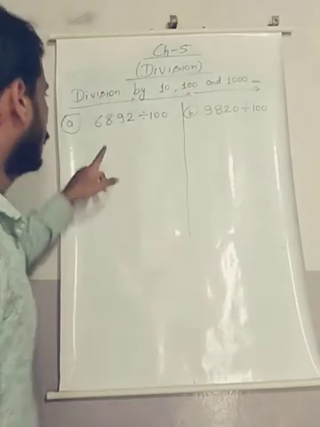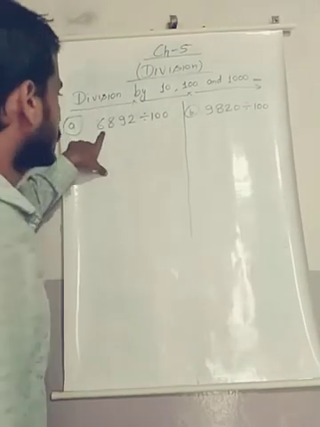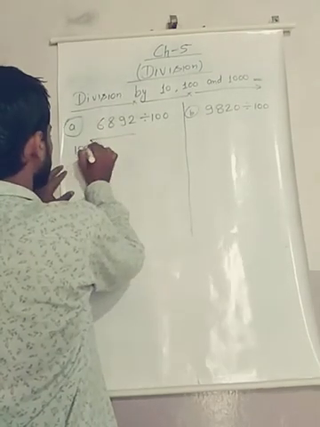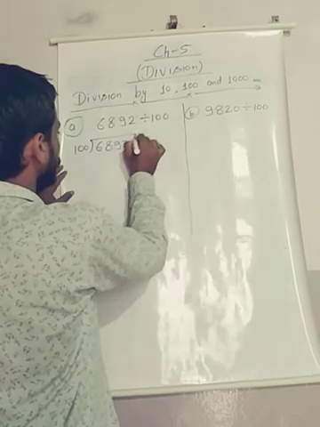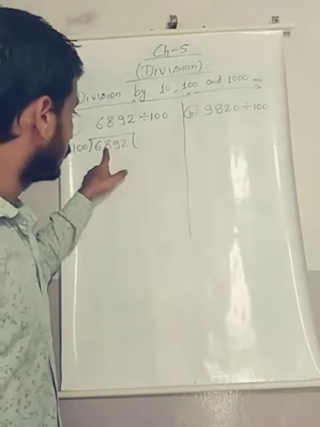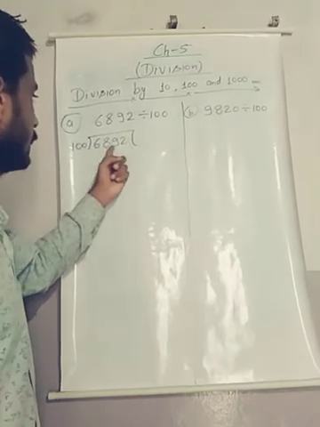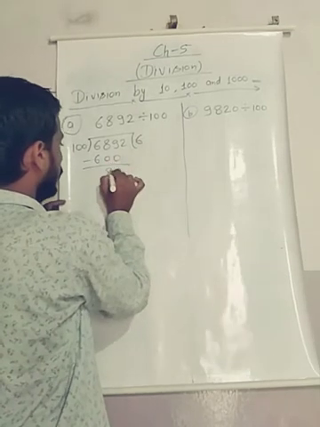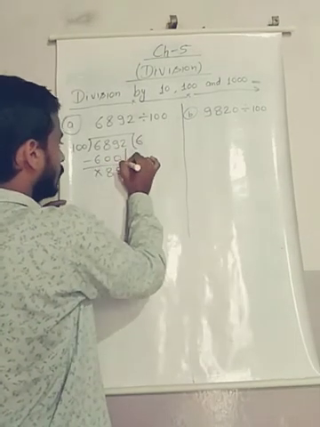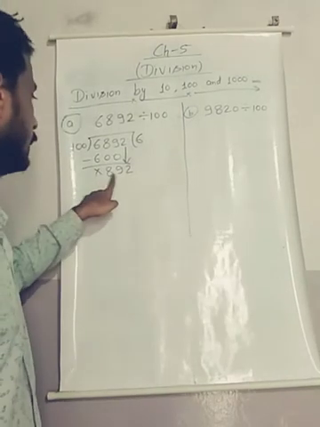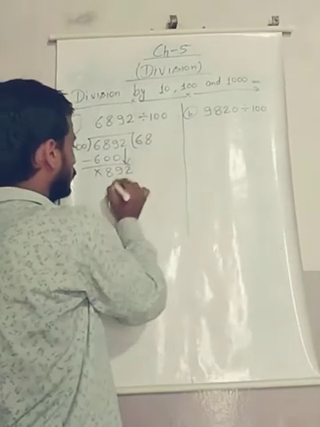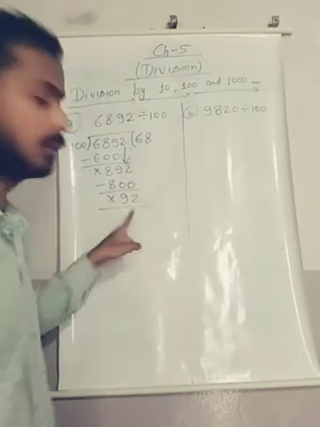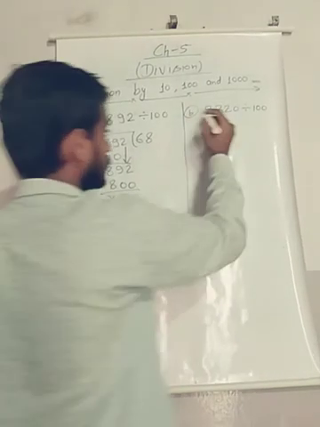Now division by 100. Divide 6892 by 100. There are 3 digits, so we can take 3 digits. 689. 100 sixes are 600. Now 8 and 9. After taking these two, now 892. 100 eights are 800 and then 92 is remainder. Clear?